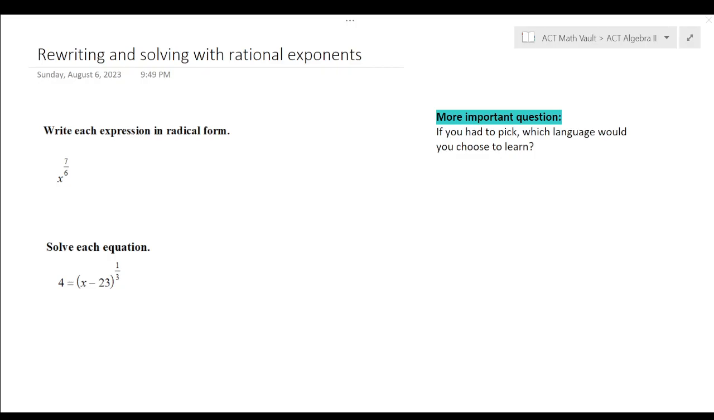Hi everyone, in this video I want to talk about rewriting and solving with rational exponents. Here are the two problems that we'll do, and to make sure we don't take ourselves too seriously, let's think about the fun question. If you had to pick, which language would you choose to learn?